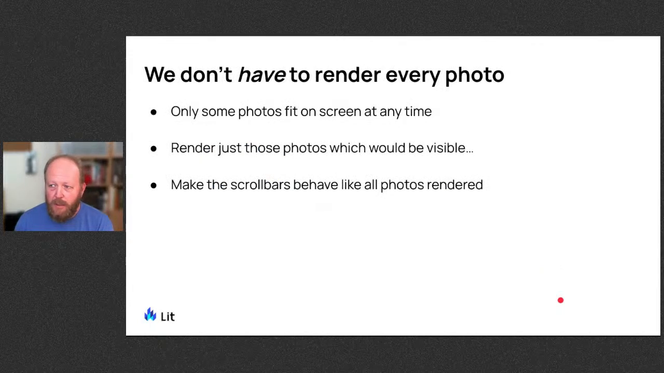The premise is you don't have to render everything. You don't have to render every photo. We're only showing some on the screen at any given time. What if we just rendered the ones that are actually visible and make sure that the scroll bars and everything else act as if we did render everything so that it feels natural.